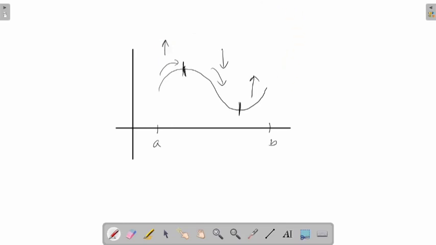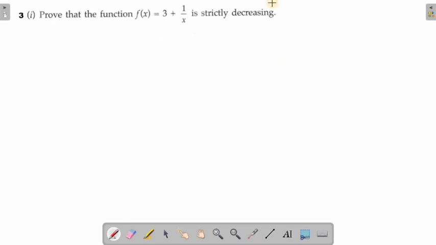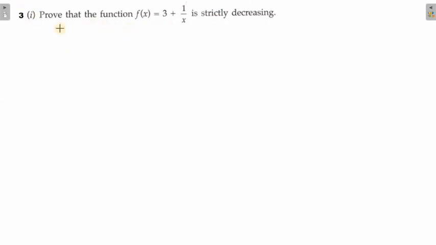Okay, so let me take the first question. See here carefully, the first question says prove that the function is strictly decreasing. So in strictly decreasing, remember your f dash of x has to be less than 0. Okay, so let me start solving the problems. The given function is f(x) equals 3 plus 1 by x. Now from here find f dash of x. So differentiate both sides with respect to x.